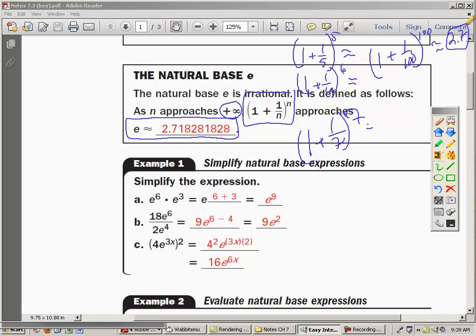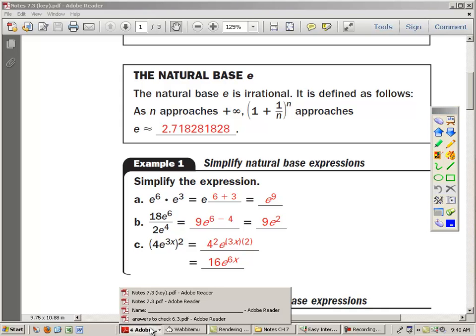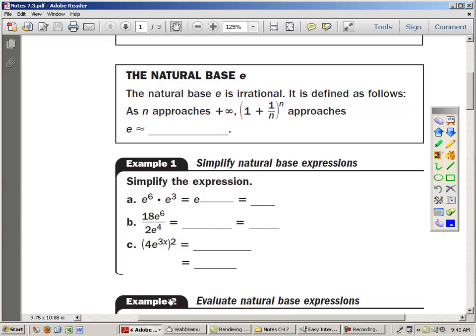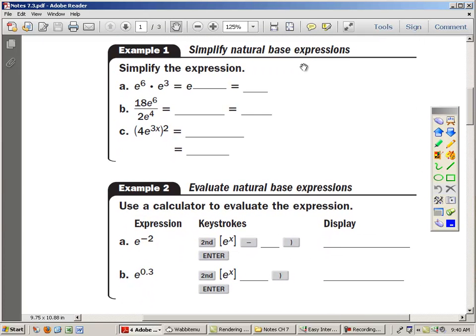which we refer to as the natural base, which is e. So if I asked you the value of e, you should be able to tell me up to about 3 decimal points. It's about 2.718 roughly, and that value is never going to change. It's going to be a constant value. So let's talk about simplifying some natural base expressions.